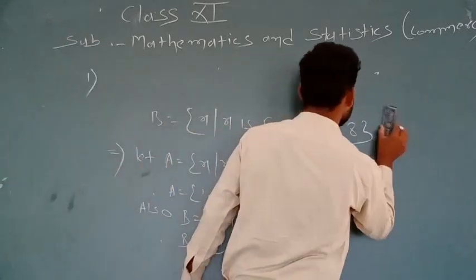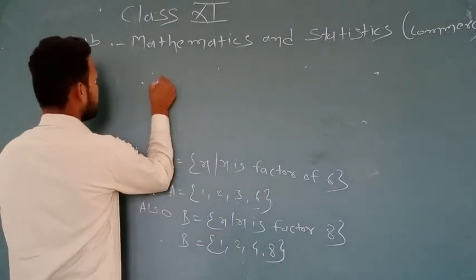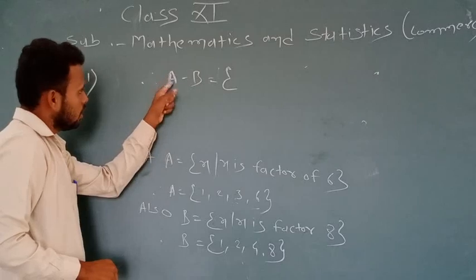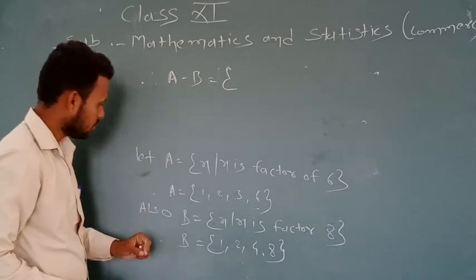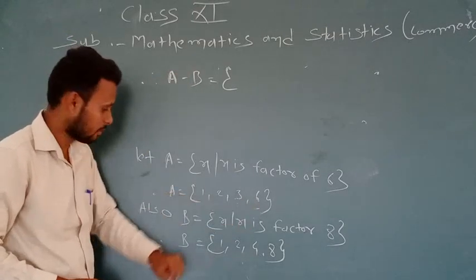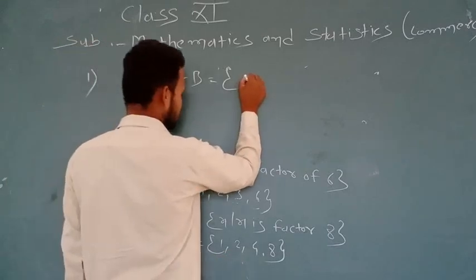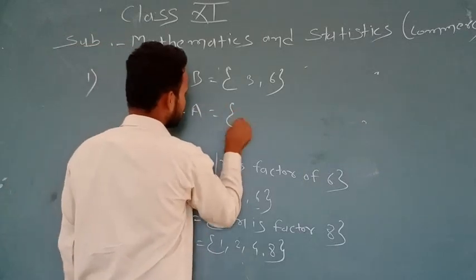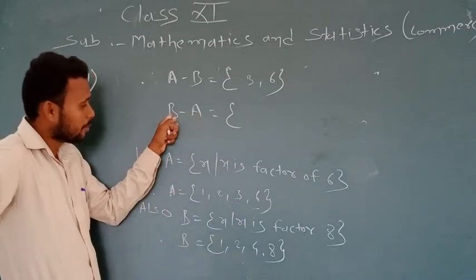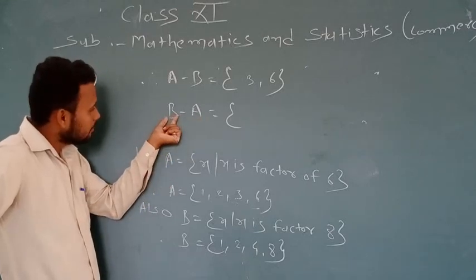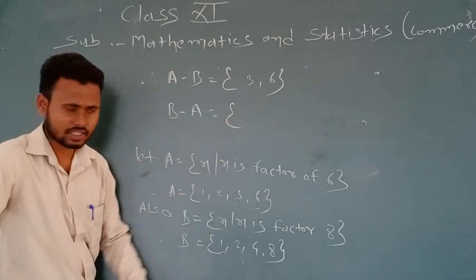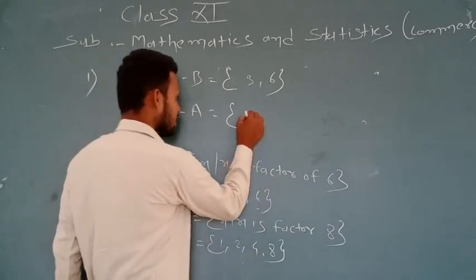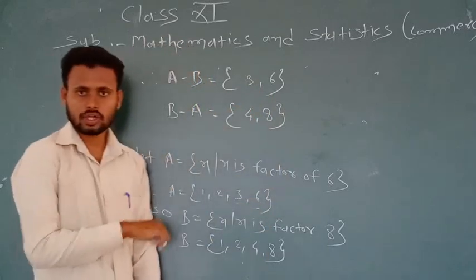Therefore, next, A minus B is equal to the set containing all elements which belong to A but do not belong to B. That means elements will be in A and not in B. 3 and 6 belong to A but do not belong to B. Therefore in A minus B there are these two elements, 3 and 6. Similarly, B minus A is the set containing all elements which belong to B but not in A. Now here in set B there are 4 and 8, but these belong to B and do not belong to A. Therefore B minus A is the set containing elements 4 and 8. This is B minus A.